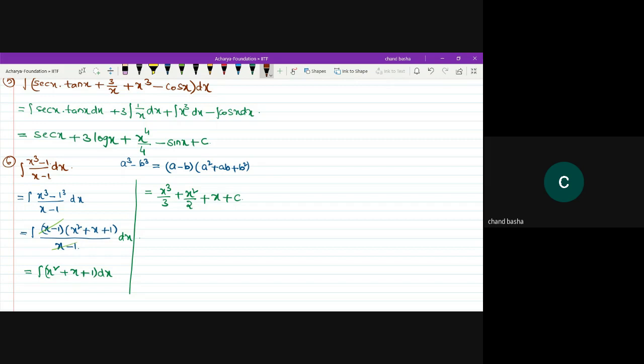We'll go for the next problem. Problem number 7. Integral sine square x divided by 1 plus cos 2x into dx. And as I said, today's concept is interesting and it's not so easy, guys.